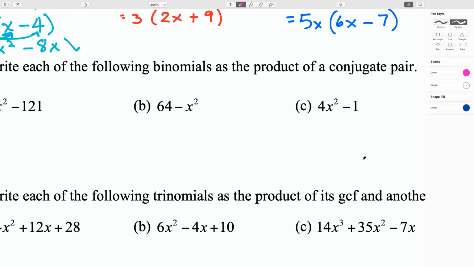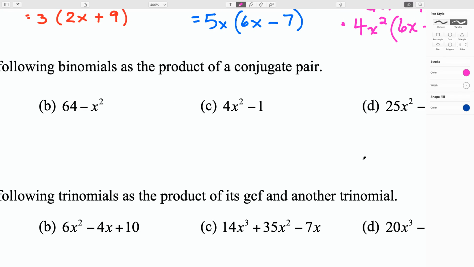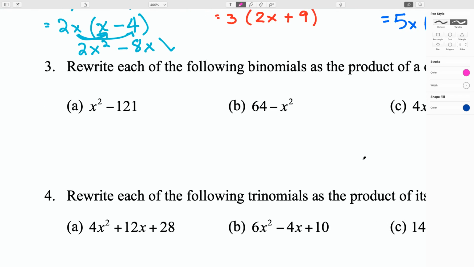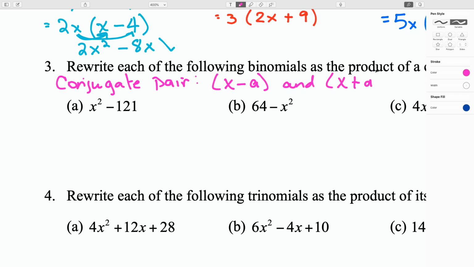Rewrite each of the following binomials as a product of a conjugate pair. I'm going to do A with you, and then I'll show you what a conjugate pair looks like. Or I can just tell you right now. If you look back at the notes, at the exercises, they show an example of a conjugate pair, and it just says x minus A and x plus A.